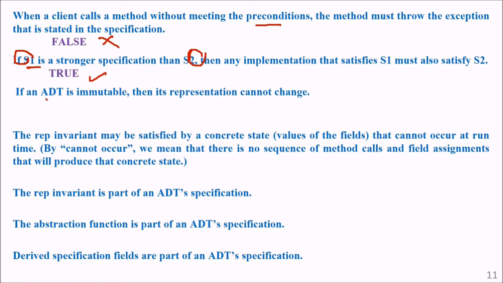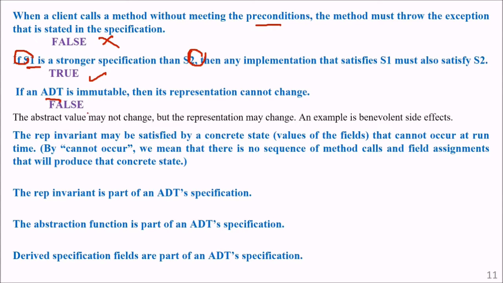If an ADT is immutable, then its representation cannot change. False. The abstract value may not change, but the representation may change. An example is benevolent side effects. A rep invariant may be satisfied by a concrete state, that is a value of the field, that cannot occur at runtime. By cannot occur, we mean that there is no sequence of method calls and field assignments that will produce that concrete state. Is it true or false? The answer is yes. It's absolutely true.